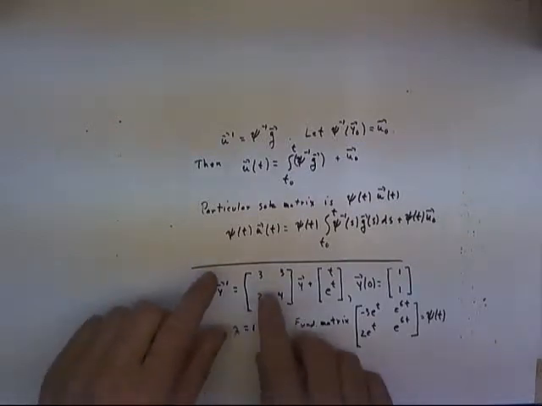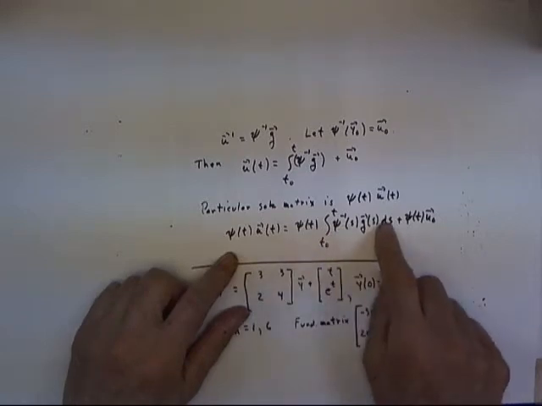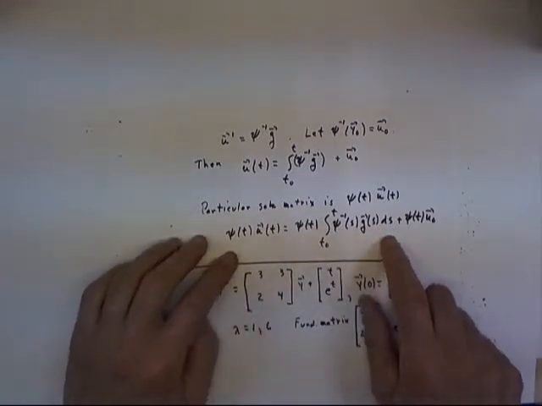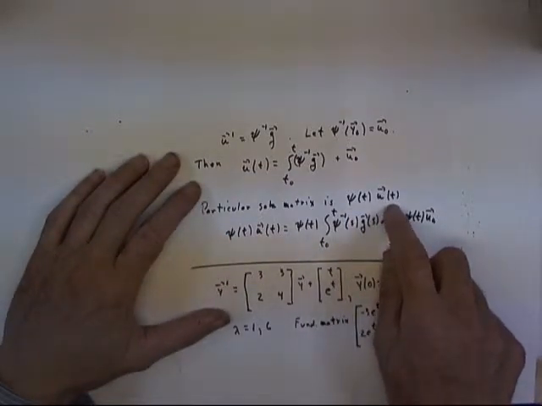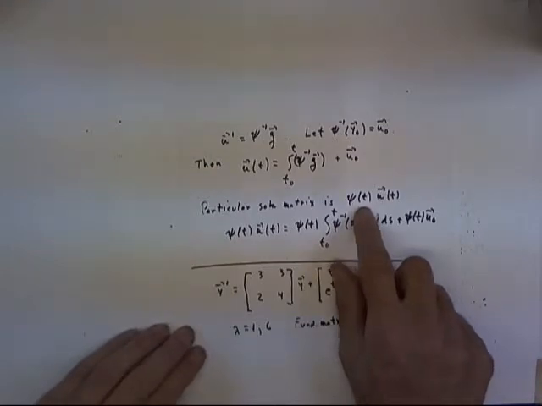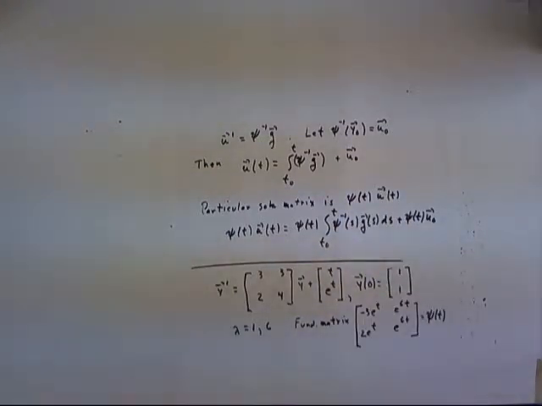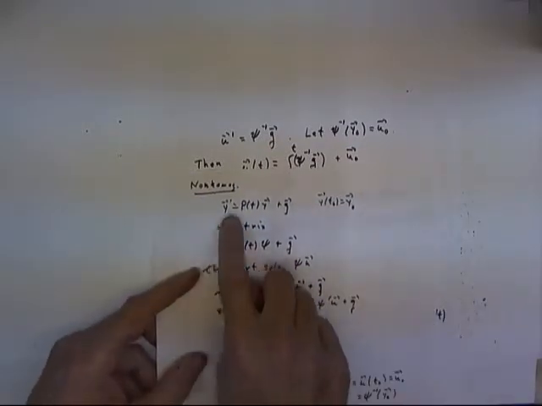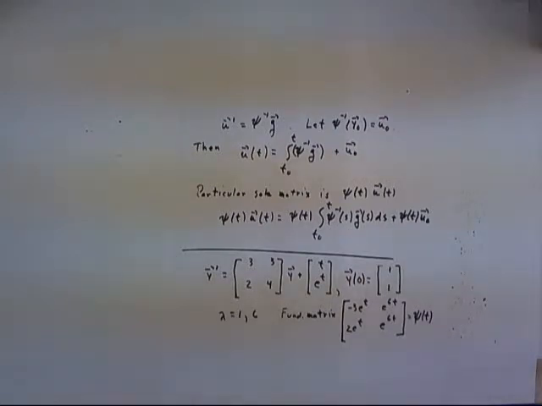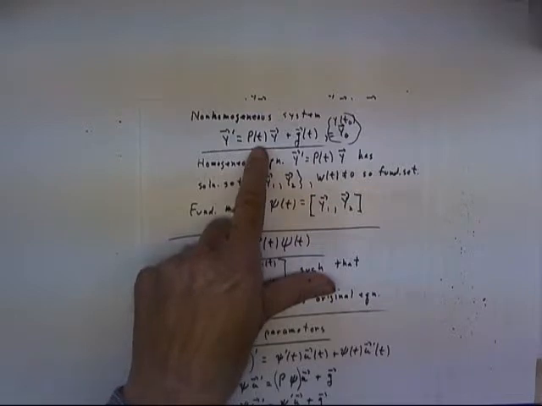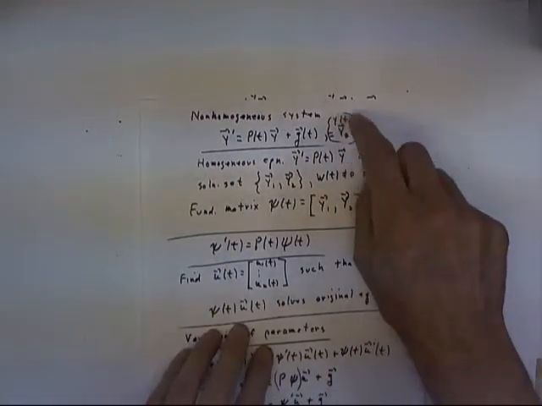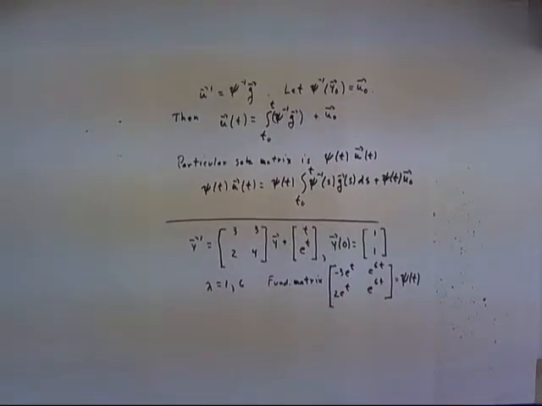Okay, previously we derived this. It's not really a formula, but we had this derivation for an expression that gives us a particular solution to the initial value problem y prime equals P of t y plus g. Let's put down a good copy of this: the non-homogeneous system y prime equals P of t y plus G of t, with initial condition y of t naught equals y naught.